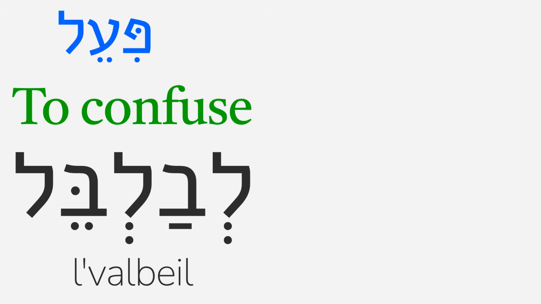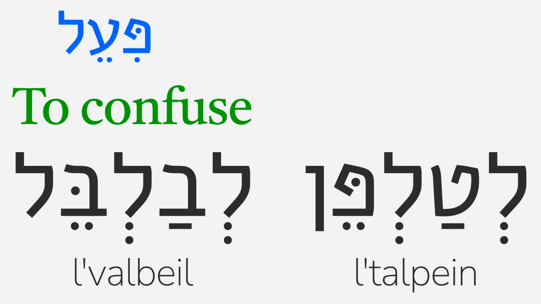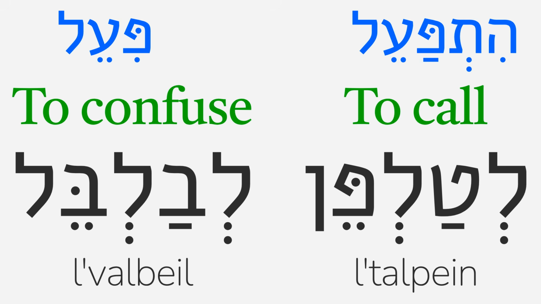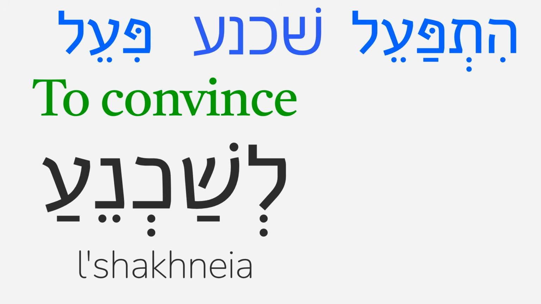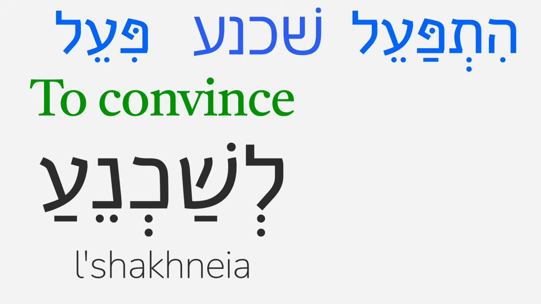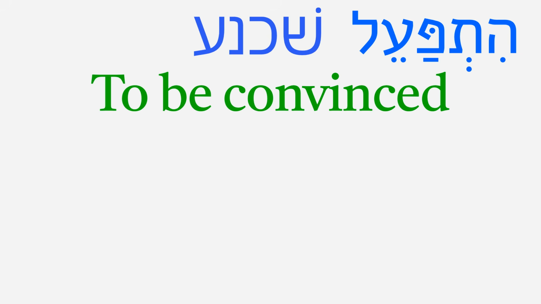Let's end today by talking about four-letter roots. We've seen a couple of these used in the Pael. Levalbel, to confuse, and letalpen, to call on the phone. As the Hitpael is closely related to the Pael, it makes sense that it is the only other binyan that regularly uses roots that are made up of four letters. Let's learn a new root, shin, kaf, nun, ein. In the Pael, this root makes the verb lashachnea, to convince. The Hitpael can often act as a passive form of the Pael, and that will happen with this root, which in a Hitpael infinitive makes the verb to be convinced.